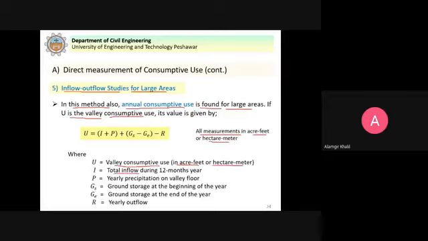I is the total inflow during the 12 months year. P is the yearly precipitation on valley floor. GS is the ground storage at the beginning of the year. GE is the ground storage at the end of the year, and R is the yearly outflow. So this is like a water budget equation to calculate the annual consumptive use, and this is used for large areas.